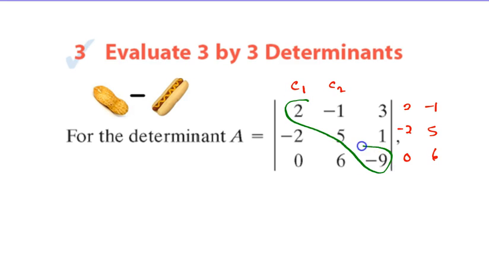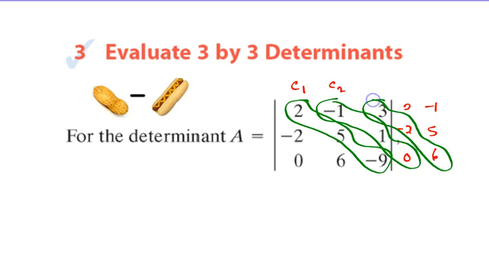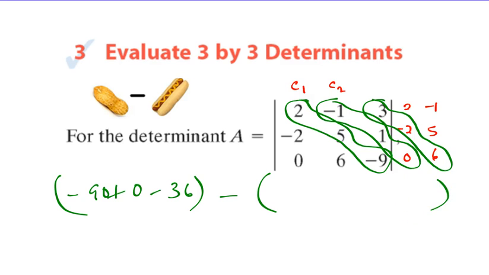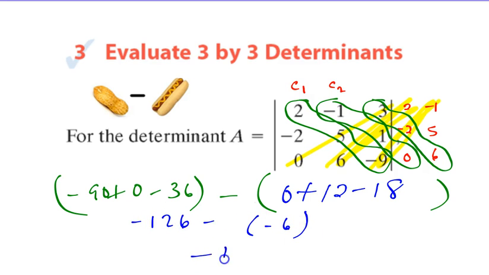But this time I've got three peanuts. So the first diagonal, 10 times negative 9, negative 90 plus 0 minus 36. And then I'm going to subtract off all of these hot dogs. So that's a 0. That's 12, and then the last one would be negative 18, so 0 plus 12 minus 18. So doing a quick little number crunch here, I'm coming up with negative 120.